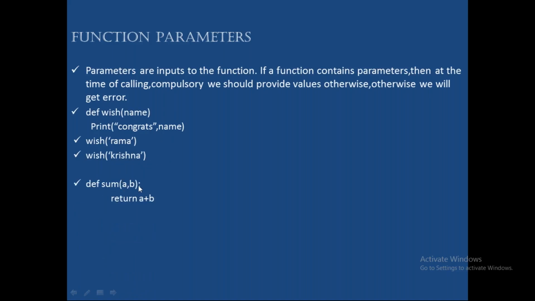It will come. Def sum a comma b, return a plus b. Now when you say sum 10 comma 20, 10 will be assigned to a and 20 will be assigned to b. It will return 10 plus 20, so 30 will be returned. When you say sum 100 comma 500, 100 will be assigned to a and 500 to b. A plus b means 100 plus 500, so 600 will be returned.